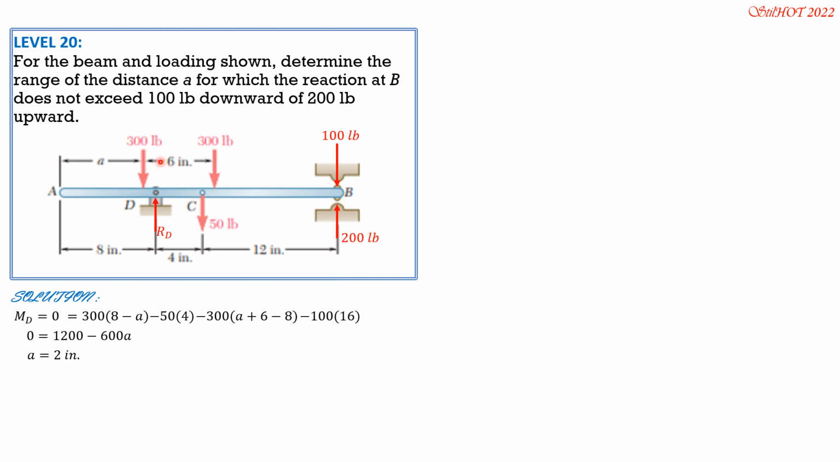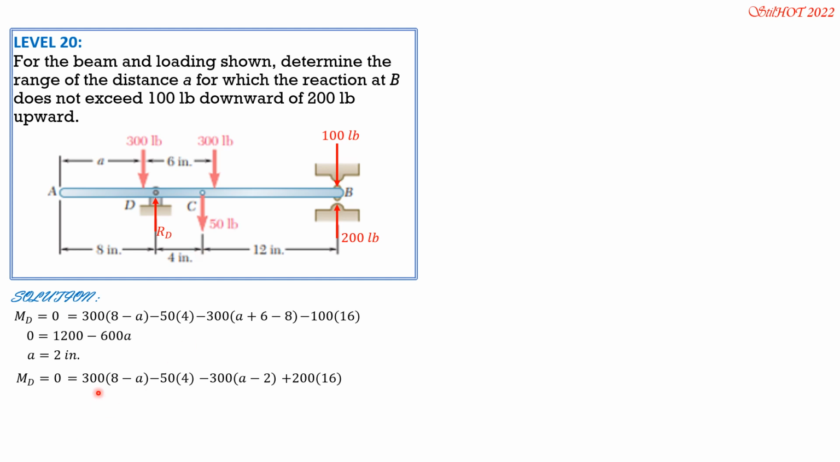So therefore, considering counterclockwise positive again, we set MD equals 0 again. And that is equal to 300 times 8 minus A, then minus 50 times 4, minus 300 times A minus 2. Just use this, then A minus 2. Then plus 200 times 16.